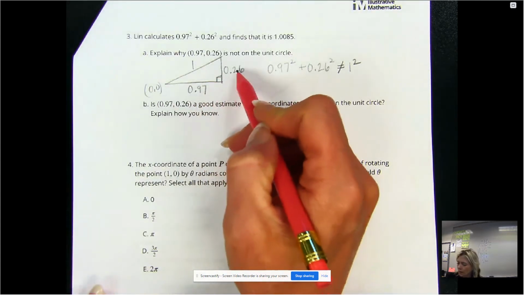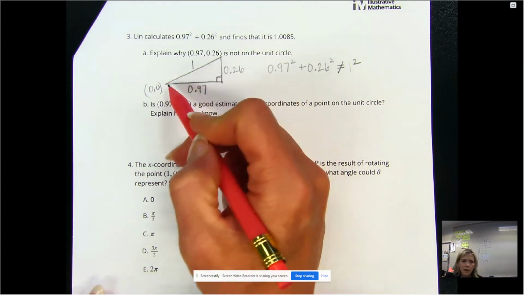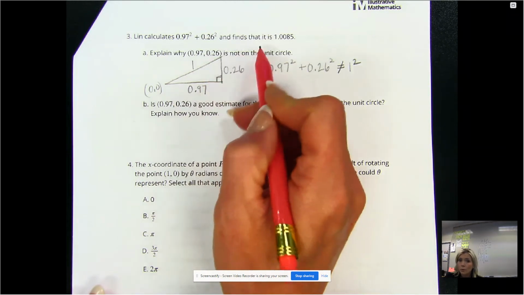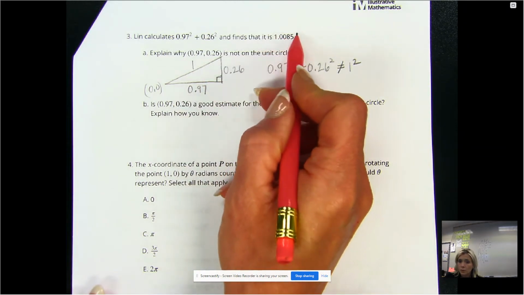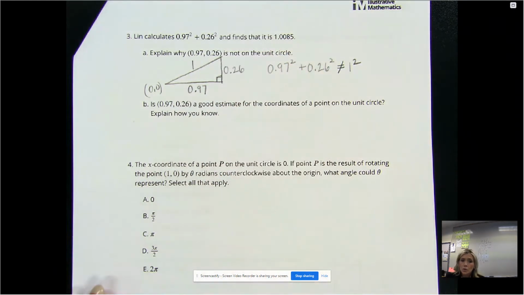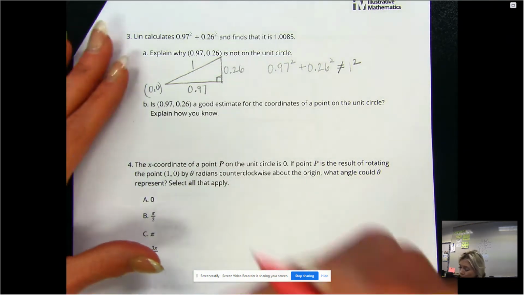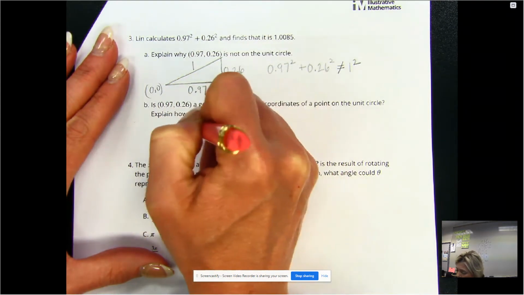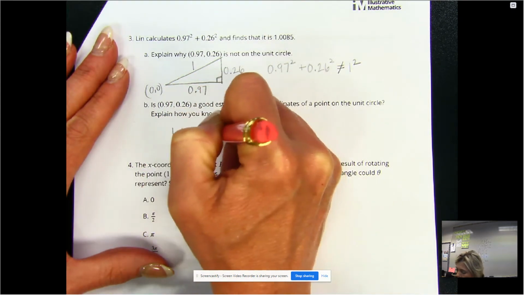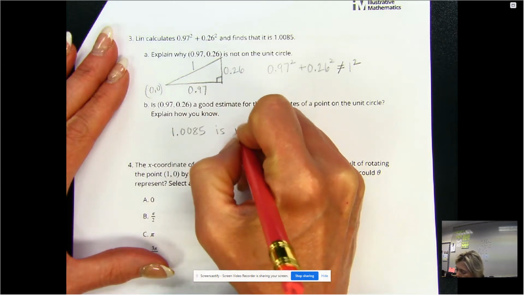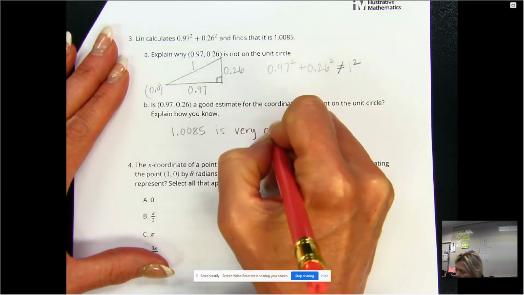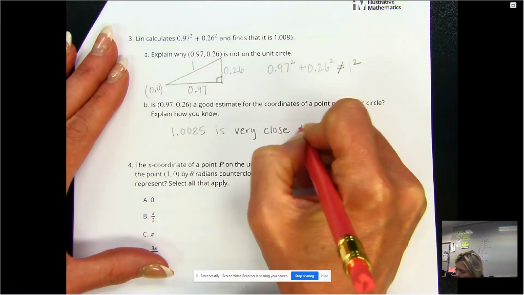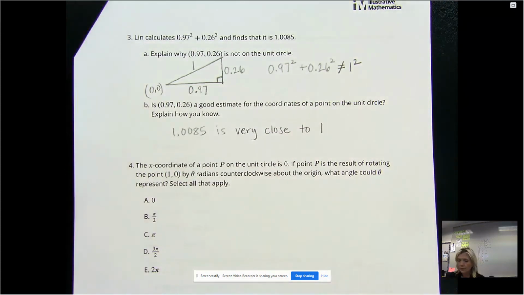And so the radius is not this length. If these are exact measurements, this length is actually slightly more than 1 because this is slightly more than 1 squared. But is it a good estimate? I would say yes. I would say it's a great estimate because 1.0085 is very close to 1. So it's not that bad. Okay.